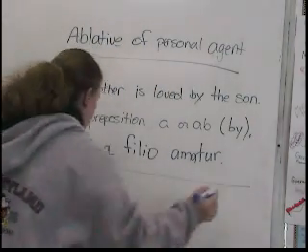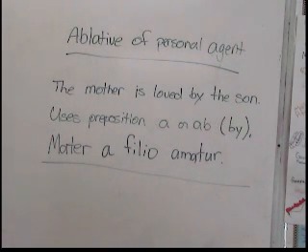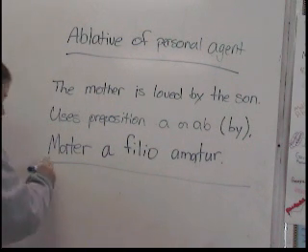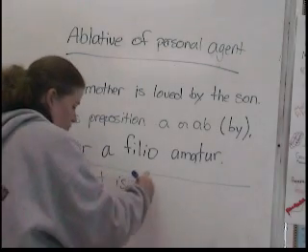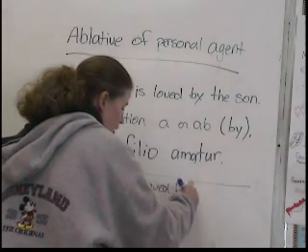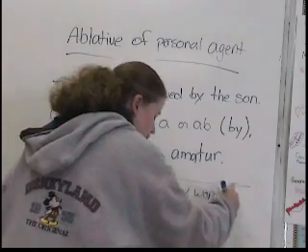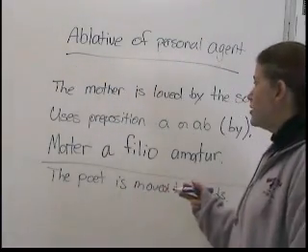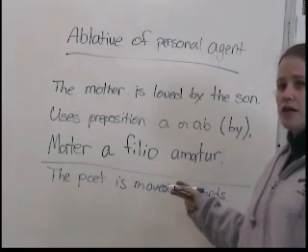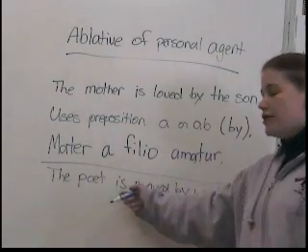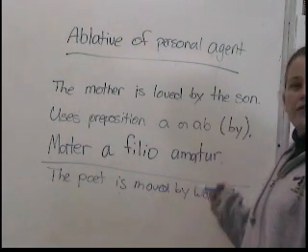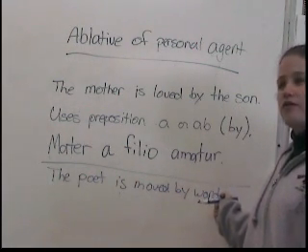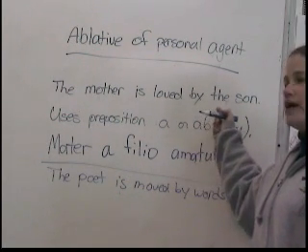Okay, now let's contrast this with an ablative of means. So this is ablative of personal agent. Now let's look at an ablative of means. Let's say the poet is moved by words. Now, how do I know the difference between ablative of agent and ablative of means? The big clue, even though this is passive, is that this is a person and these are things. So ablative of means are things, and ablative of agent is going to be a person.